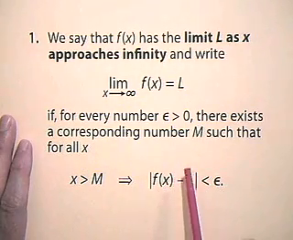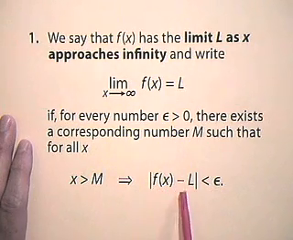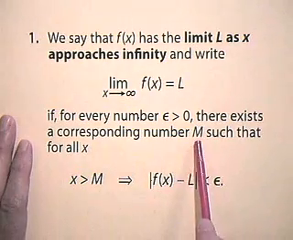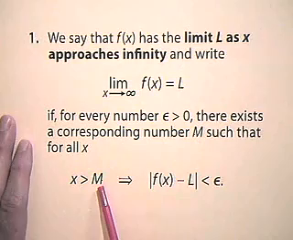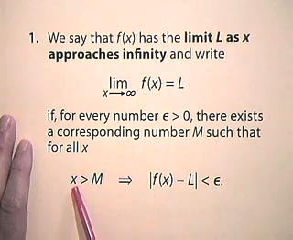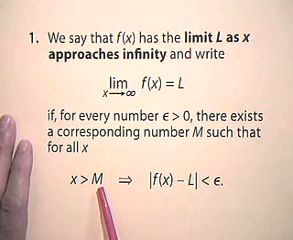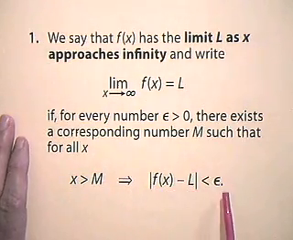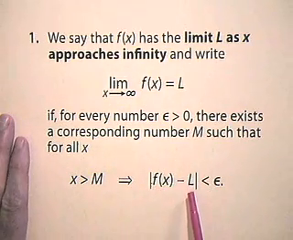What we're saying here is no matter how close you specify that f of x has to be to L, there is some level of closeness to infinity that would be specified by some big number capital M, such that whenever x is closer to infinity than M, the absolute value of f of x minus L is less than epsilon. That is, the f of x is close enough to L.